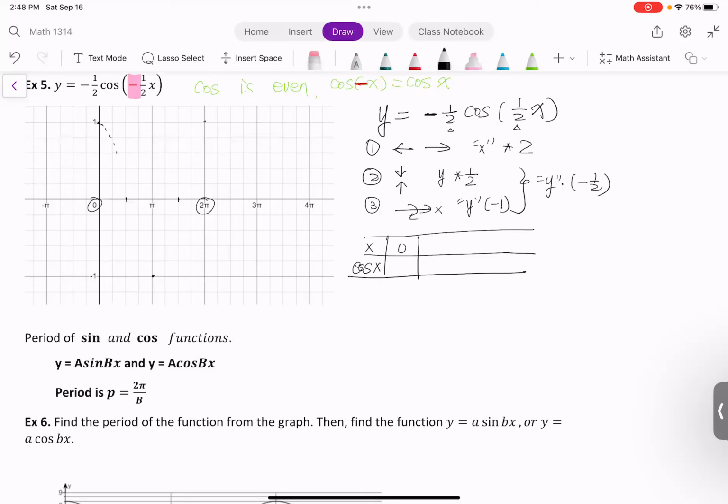So let's graph a helping function, cosine, and later we graph our function y. For example, this is a graph of the cosine. The key points are 0, pi over 2, pi, 3 pi over 2, and 2 pi. And what are the y values for cosine? 1, 0, -1, 0, 1.